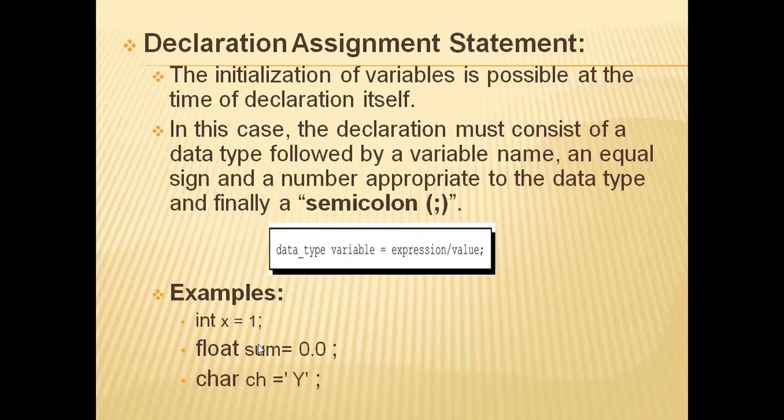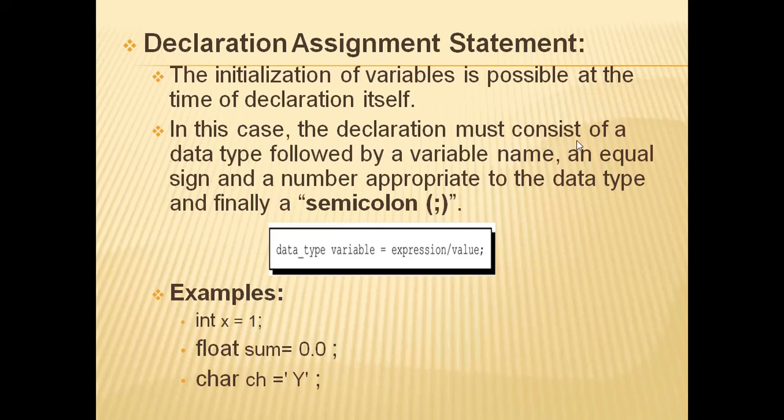And next is the declaration assignment statement. The initialization of a variable is possible at the time of declaration itself. So whenever you are declaring the variable, you can also initialize the value at the same time. This is called assigning a value to the variable at declaration.